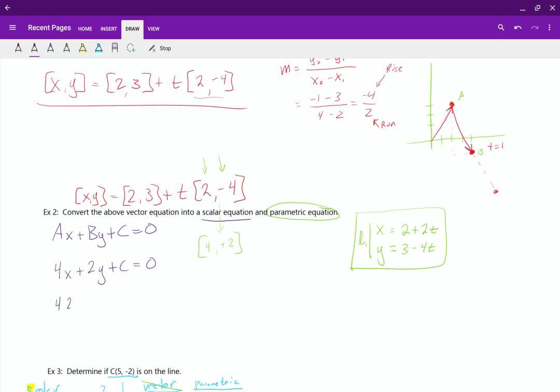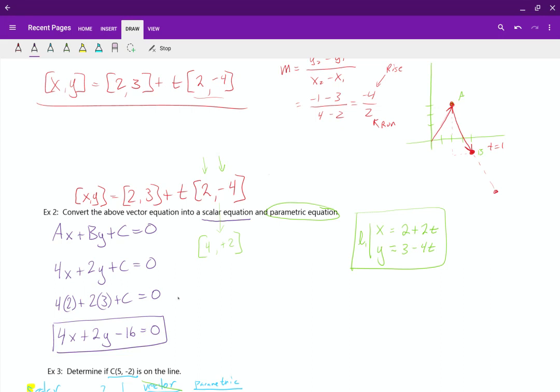So I'm going to go 4 times 2 plus 2 times 3 plus c equals 0. And if I solve for c now, I'm going to get 8 plus 5. What is that? No, that's not 5. That's 6. 2 times 3 is 6. 8 plus 6 is 16. If I pass it over that way, I get c equals negative 16. And so my equation is 4x plus 2y minus 16 equals 0.